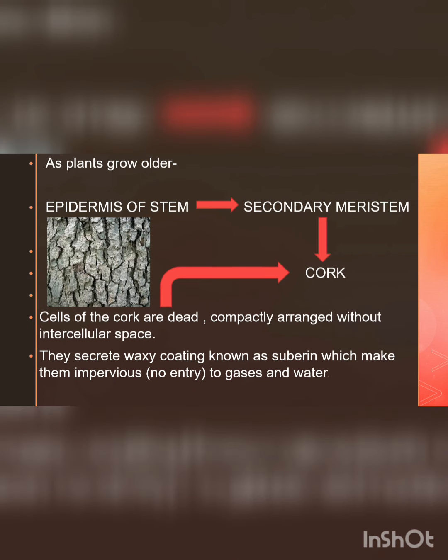Okay, so just see what it is showing. It is showing what will happen as the plant grows older. As I told you, the epidermis is present in the earlier stages of the stem. Later on, what will happen? This epidermis is replaced by your secondary meristem, which is responsible for the formation of cork. And these cork cells you can easily see in the picture which I have provided here. The cells of the cork are dead in nature. Only from the color itself you can see that the cork cells are dead in nature, and they are compactly arranged without any intercellular spaces.